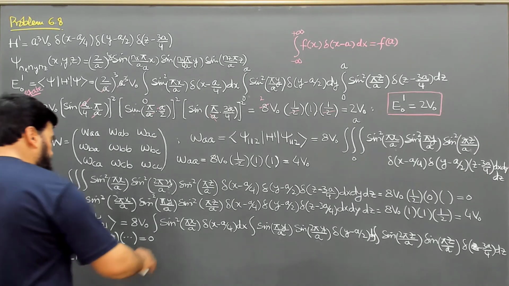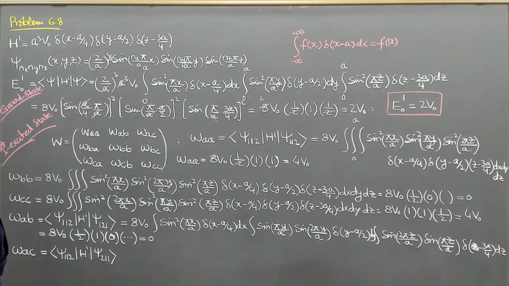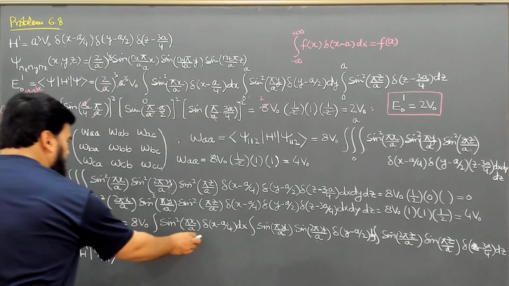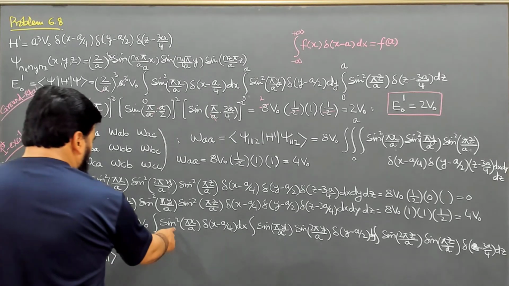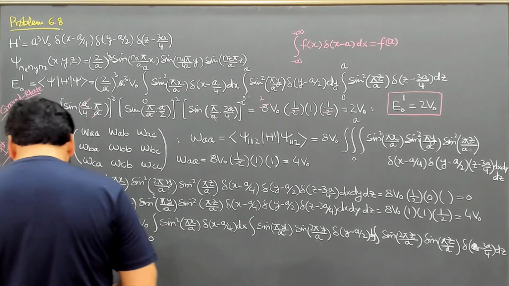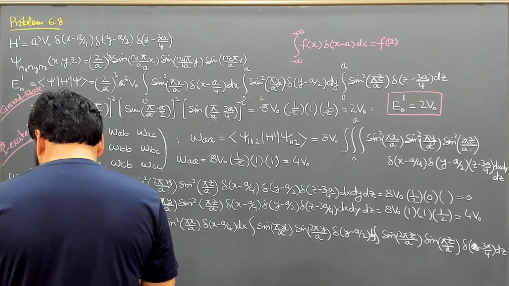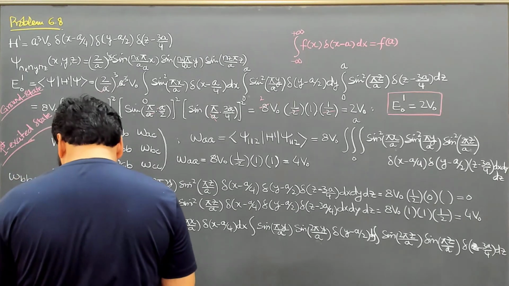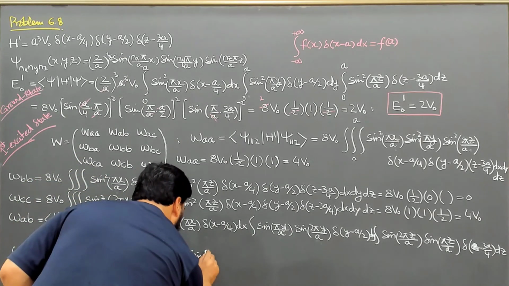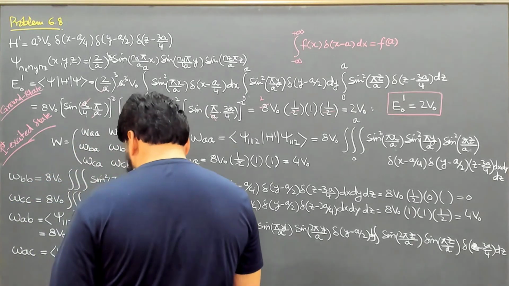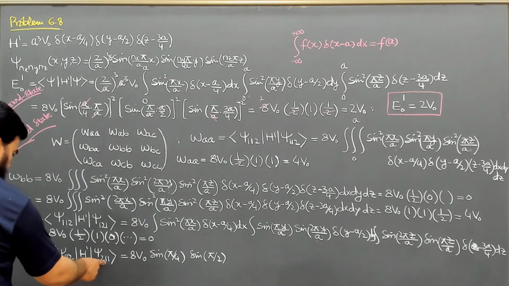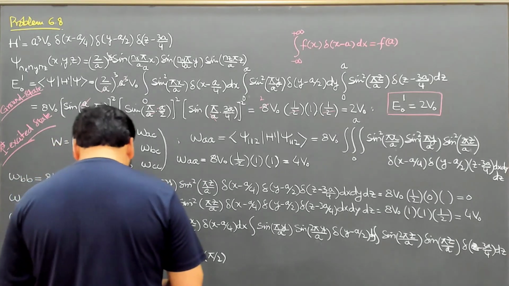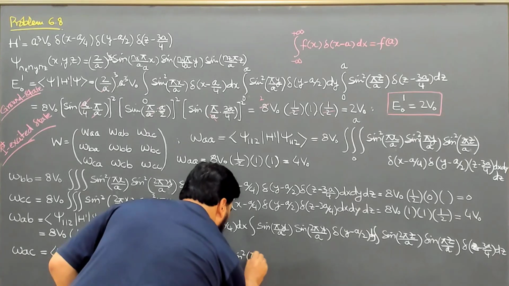So I can write now in this manner, but I will write directly that this is 8 V naught, and what we will get of the sine: because it is 1, 2 now, it will not be a square, but sine with 1 and sine with 2. So sine with 1 will come out to be sine pi by 4, and sine with 2 will come out to be sine pi by 2. The next one is 1 here and 1 here, so it will be sine squared in y, which will come out to be sine squared pi by 2.